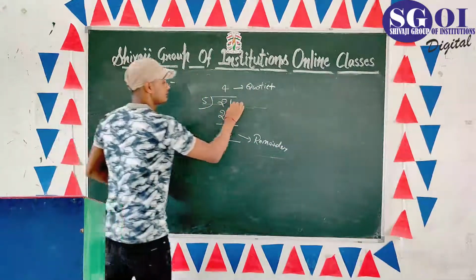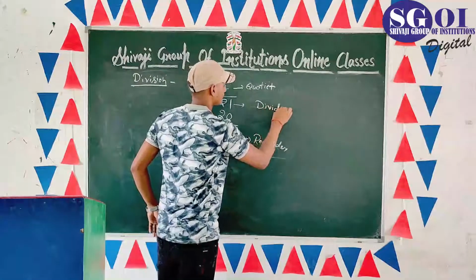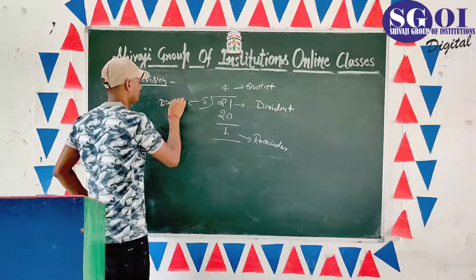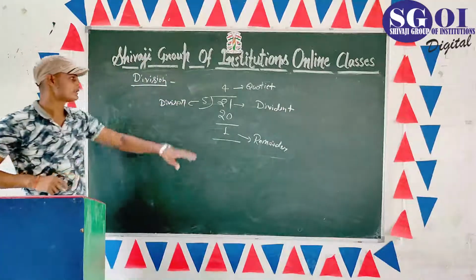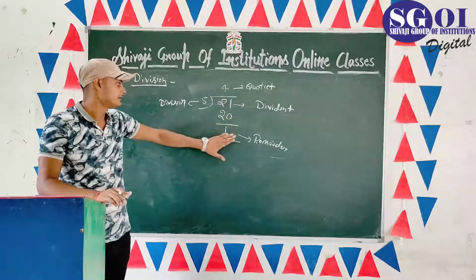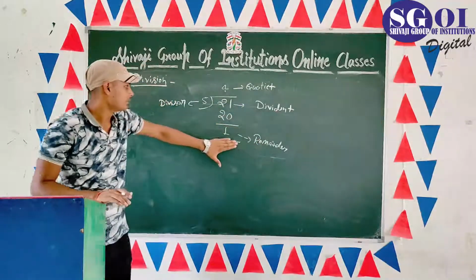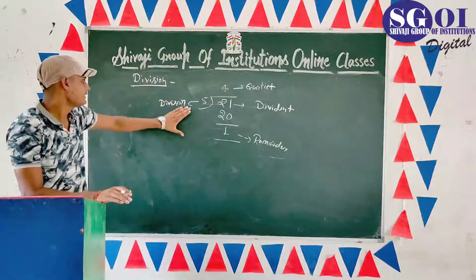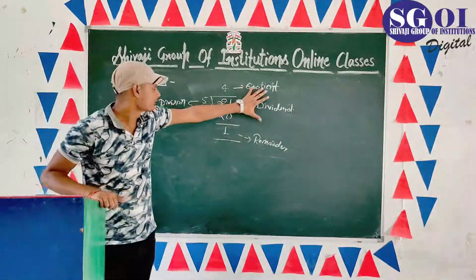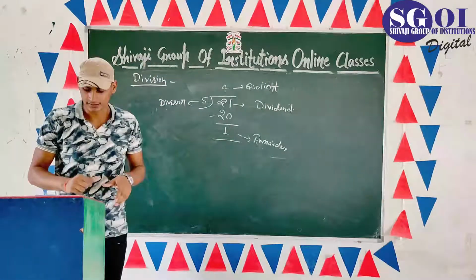And students, 21 is the dividend, and 5 is the divisor. It's division. Okay, students, when we divide 21 by 5, 5 fours are 20 and remainder 1. 4 is quotient, 21 is dividend, 1 is remainder, and 5 is divisor.